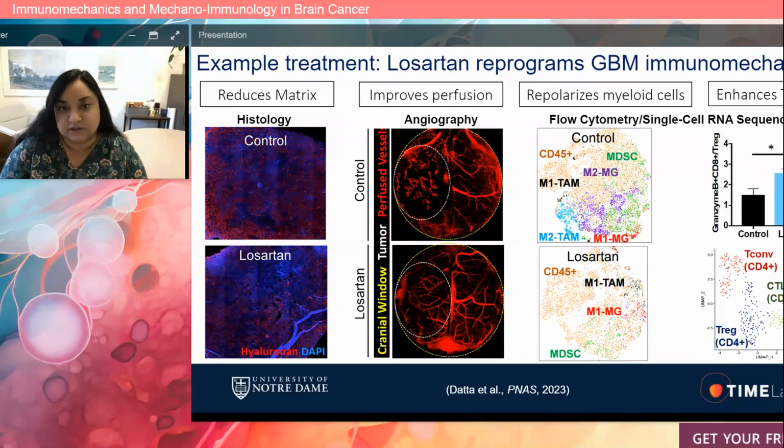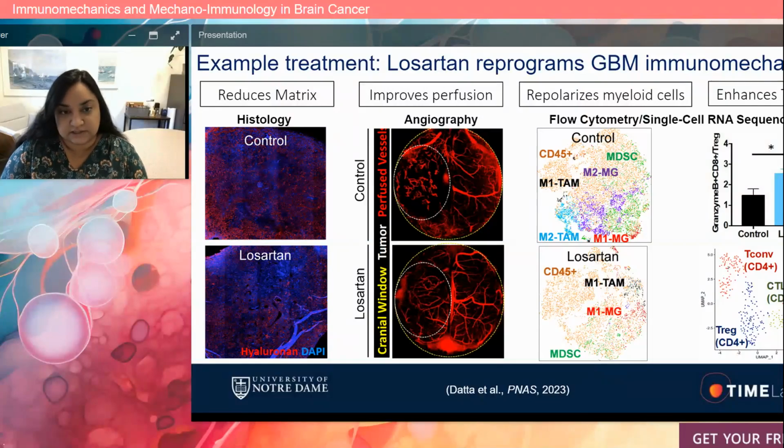So we actually found that using a very simple, safe, and affordable antihypertensive treatment called losartan can actually achieve this effect. So this is a drug that is FDA approved, and we repurposed it not for its blood pressure control properties, but actually it has anti-matrix properties because downstream of the molecular target of this drug is actually matrix controlling molecules like TGF-beta and connective tissue growth factor.